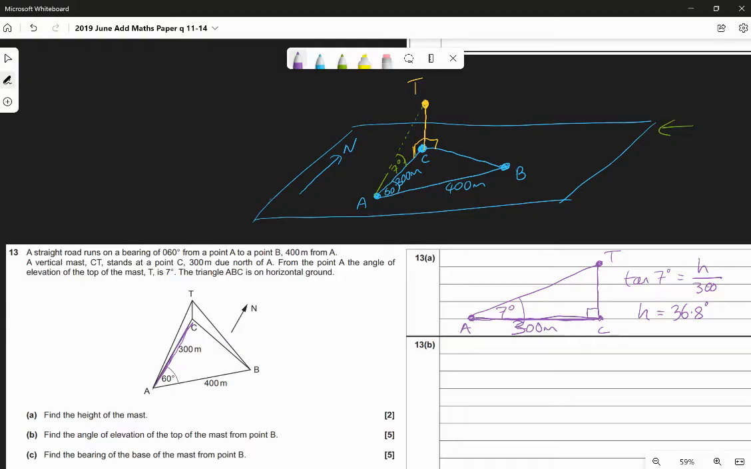36.835. So yes, 36.8 degrees to 1 decimal place. Okay, so that's part A done. Part B. Find the angle of elevation of the top of the mast from point B.